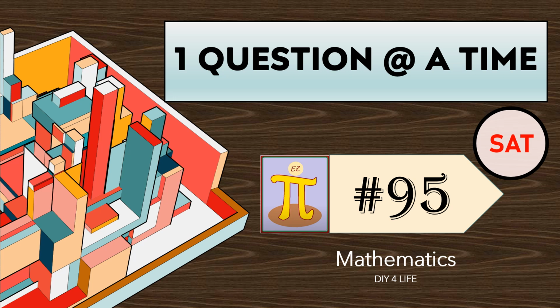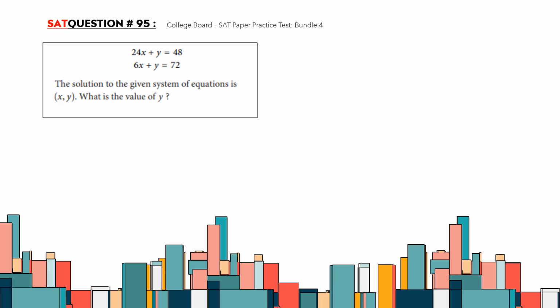Question number 95. 24x plus y equals 48, 6x plus y equals 72. The solution to the given system of equations is (x, y). What is the value of y?